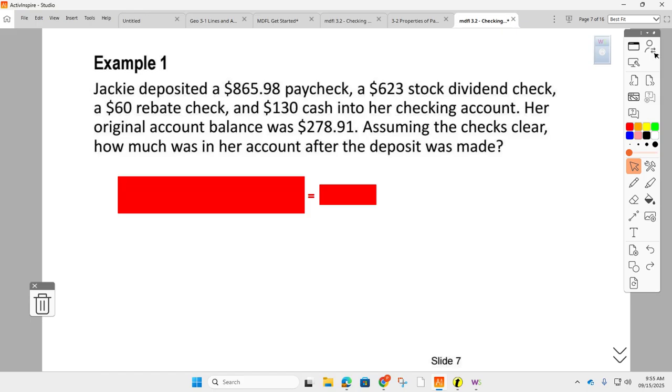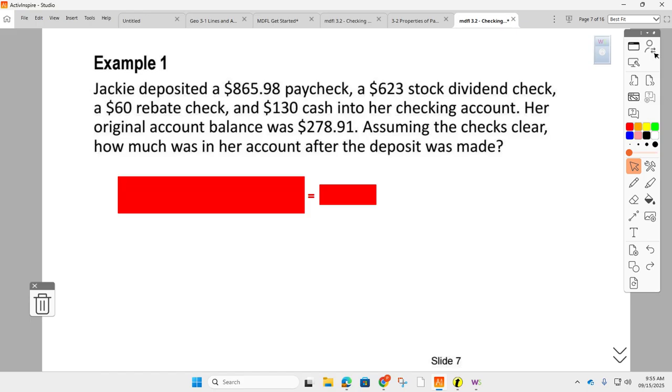So it says here that Jackie deposited an $865.98 paycheck, a $623 stock dividend check, a $60 rebate check, and $130 in cash into her checking account. Her original account balance was $278.91. Assuming the checks cleared, how much was in her account after the deposit was made?